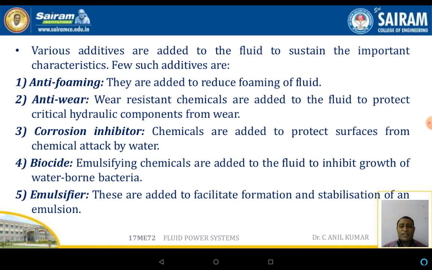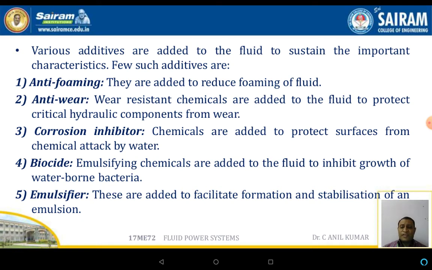The next topic we are discussing is the additives we add into the fluid to increase the life and the efficiency of the oils or fluids we are using in the fluid system. The various types of additives we add to the fluid to sustain the important characteristics are, first, the anti-foaming agents. They are added to reduce the foaming of the fluid.